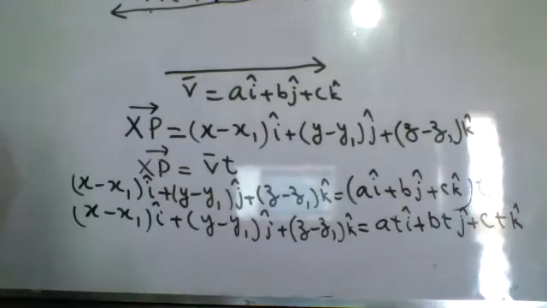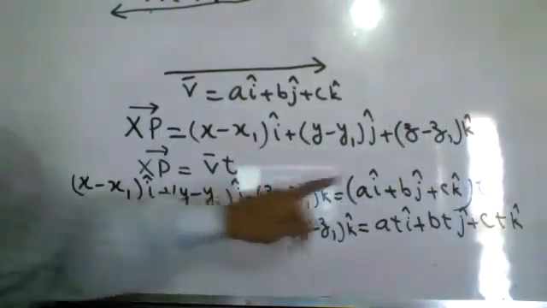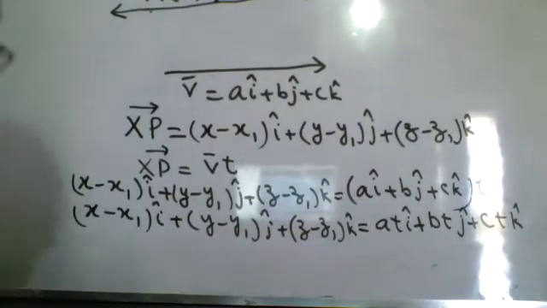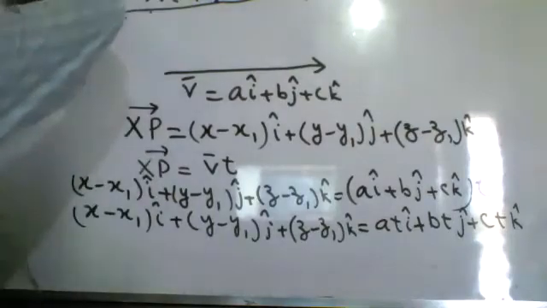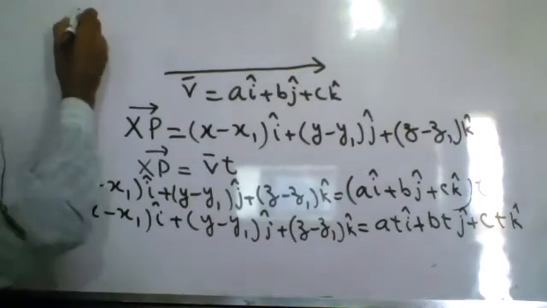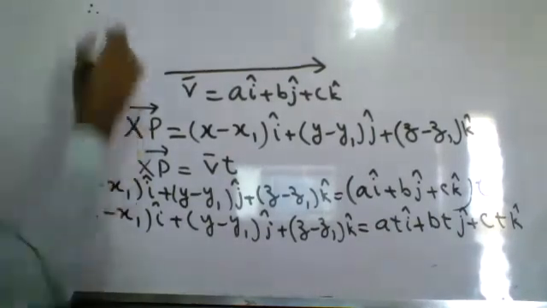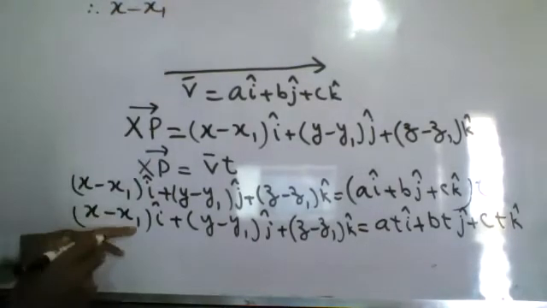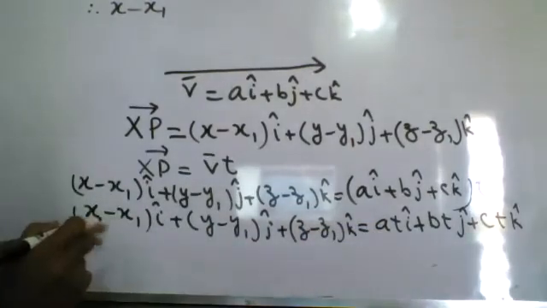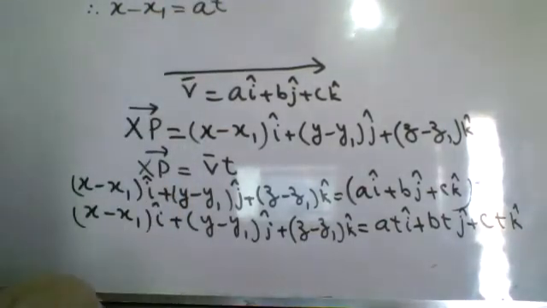When the two vectors are equal, it means the i component will be equal to the i component, j component will be equal to the j component, and k component will be equal to the k component on both sides. Therefore x minus x1 will be equal to at. The i component is x minus x1 on that side, and here at is equal to at. x1 will be shifted to the other side.